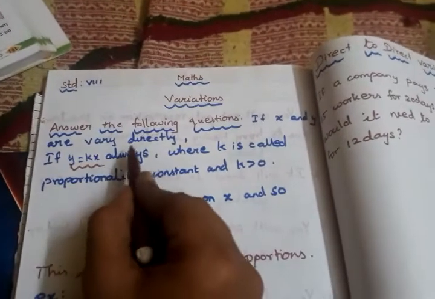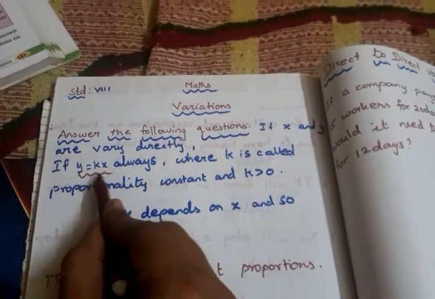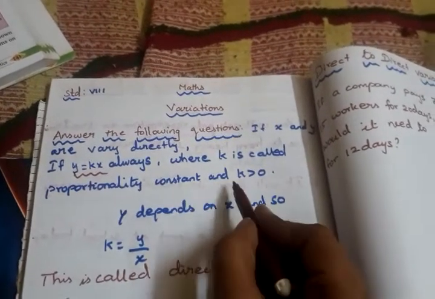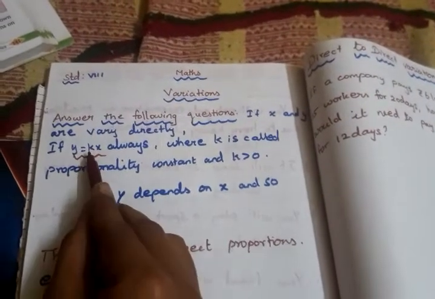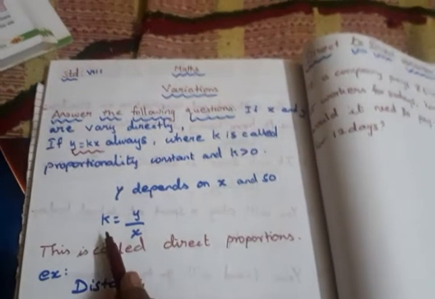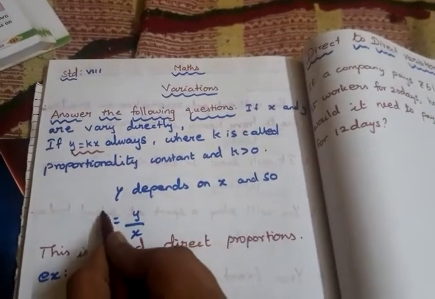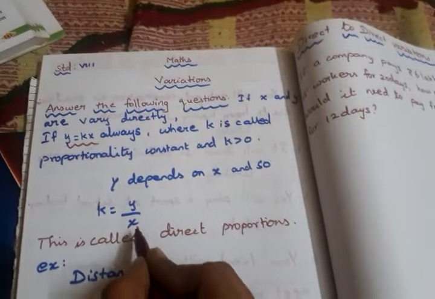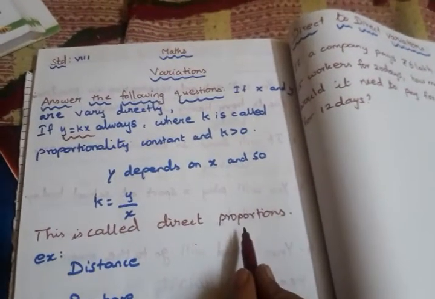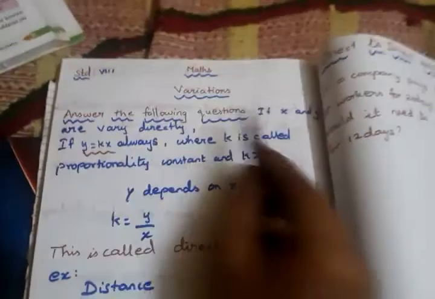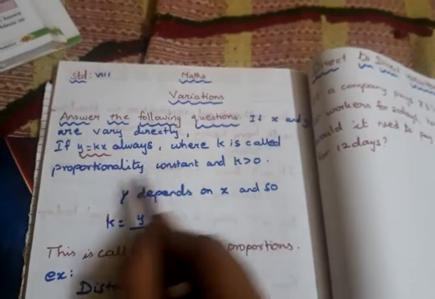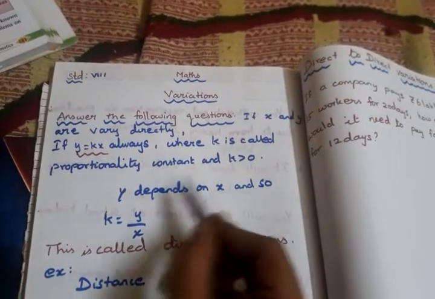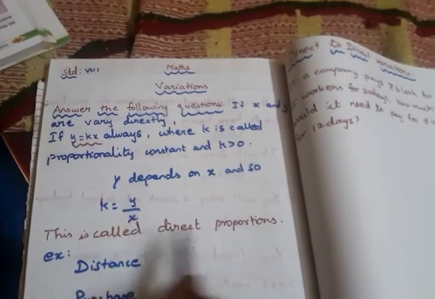If x and y vary directly, then y is equal to kx always, where k is called the proportionality constant and k is greater than 0. y depends on x, and k is a constant, so k is equal to y by x. This is called a direct proportion. Do you understand? Yes.